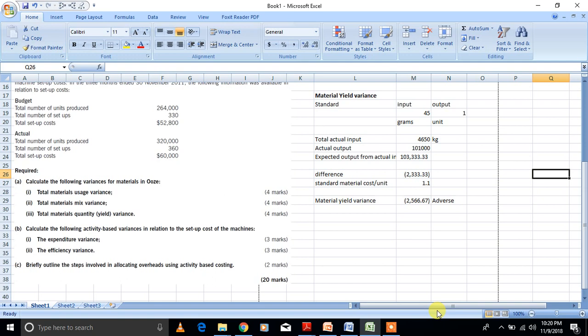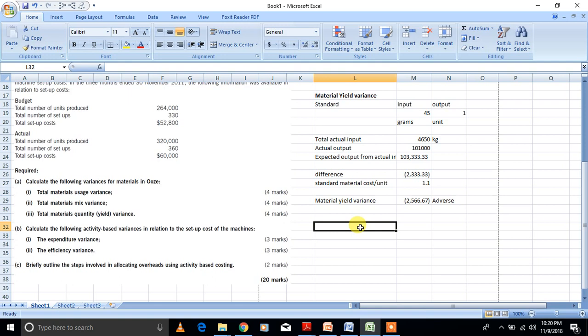The expenditure variance and efficiency variance. So this expenditure variance and efficiency variance, let's connect it to the variable overhead expenditure variance and efficiency variance, because variable overhead is somewhat similar to this.